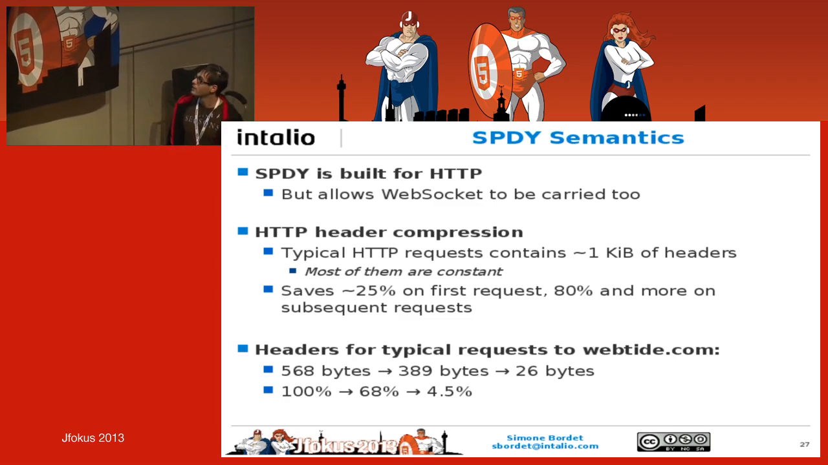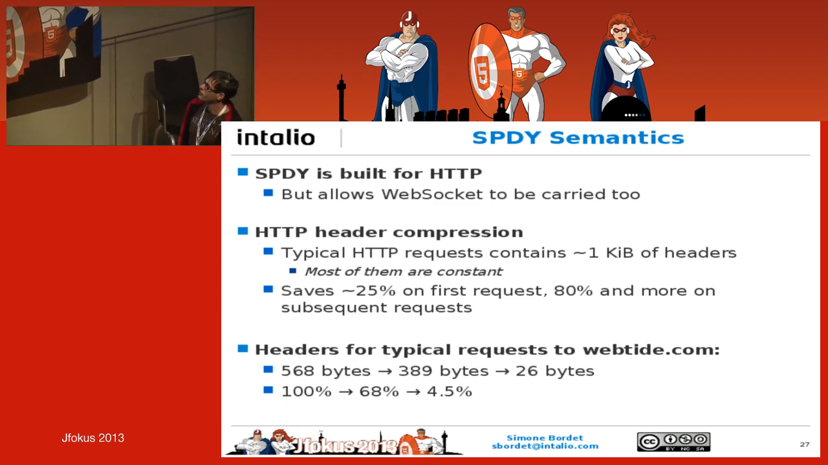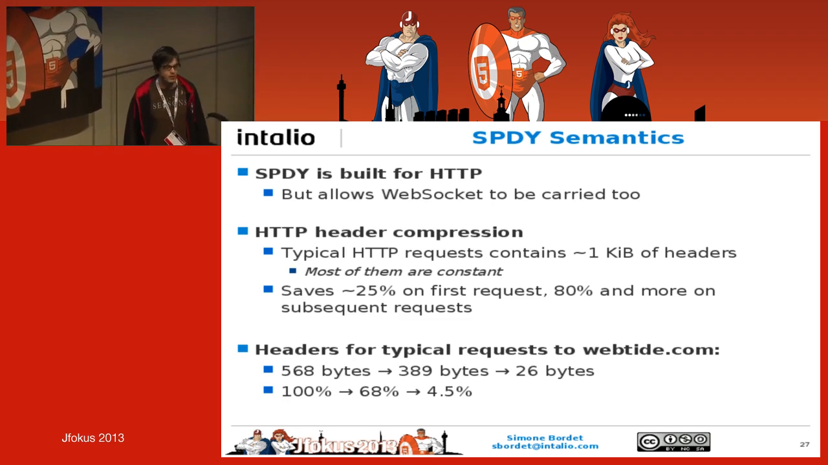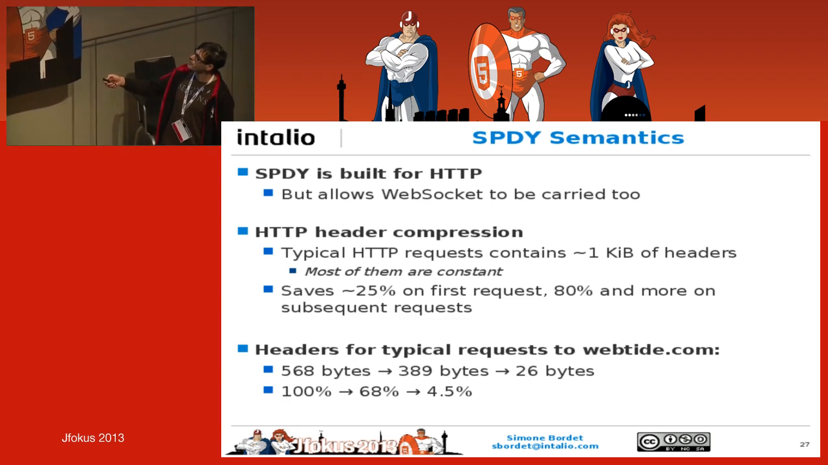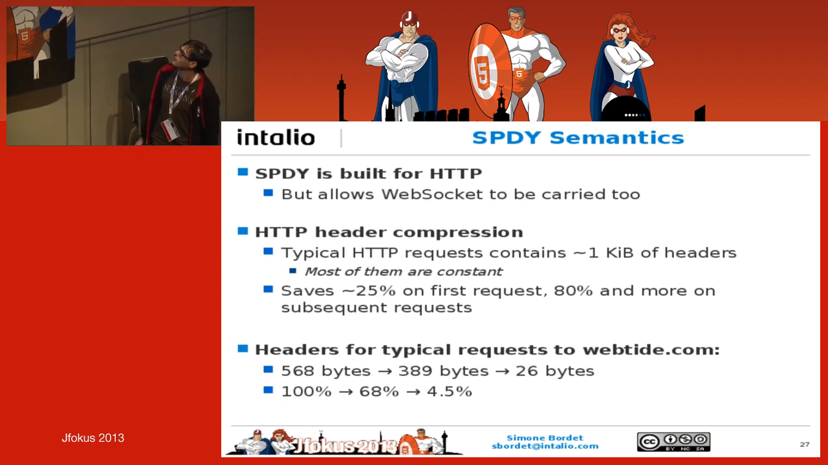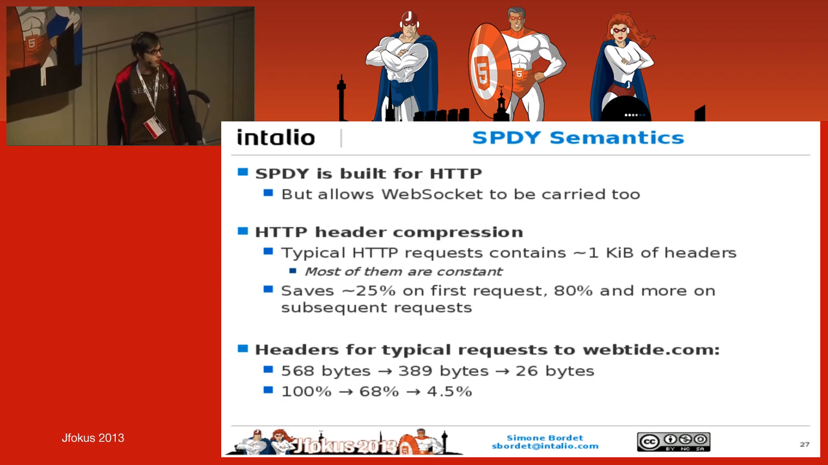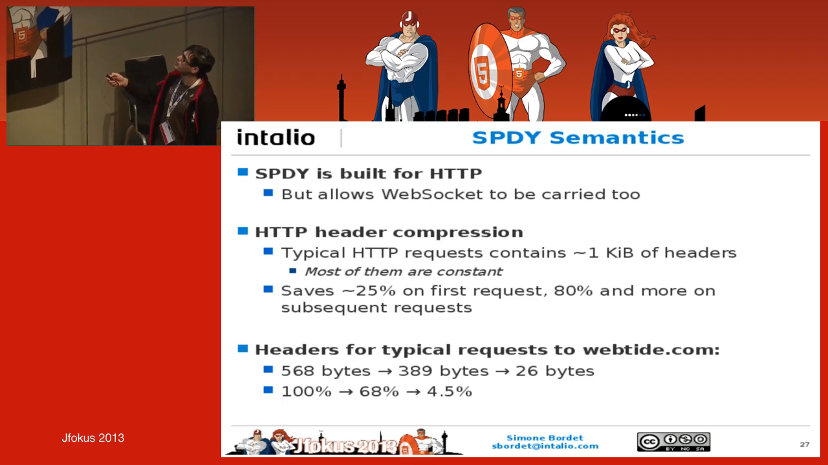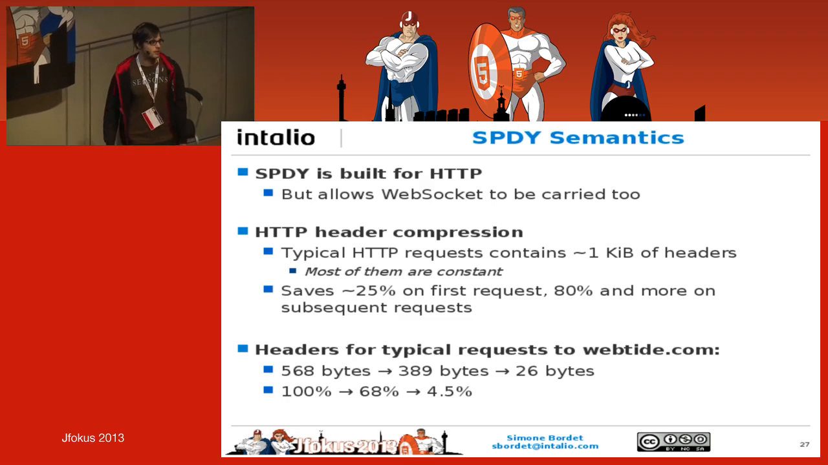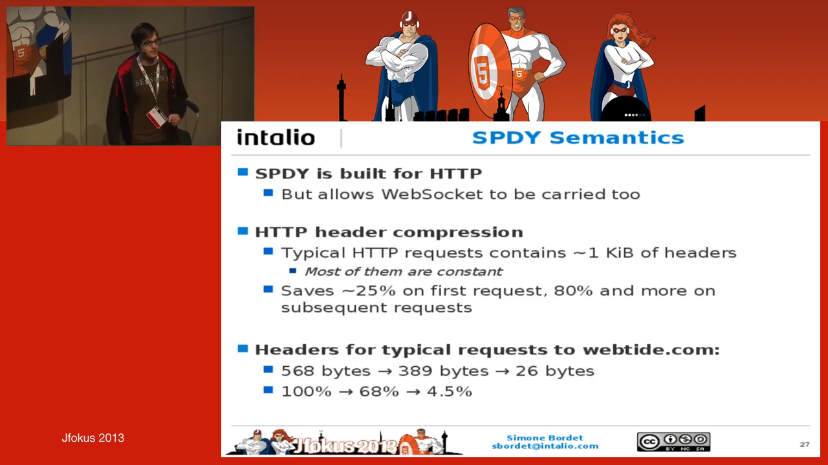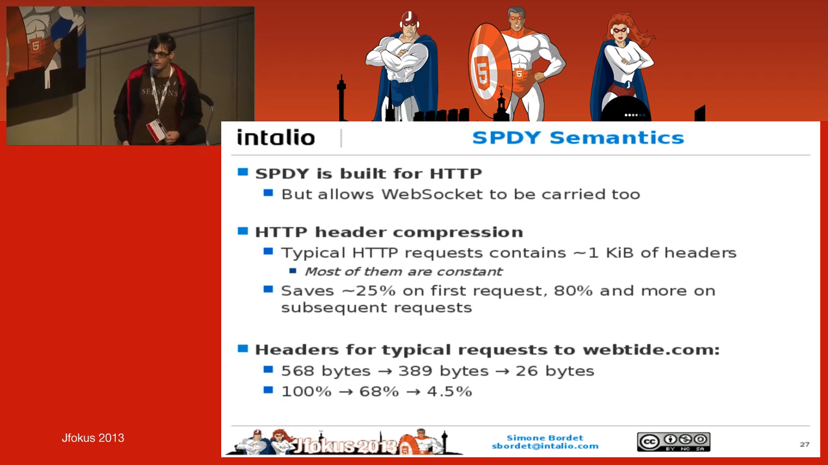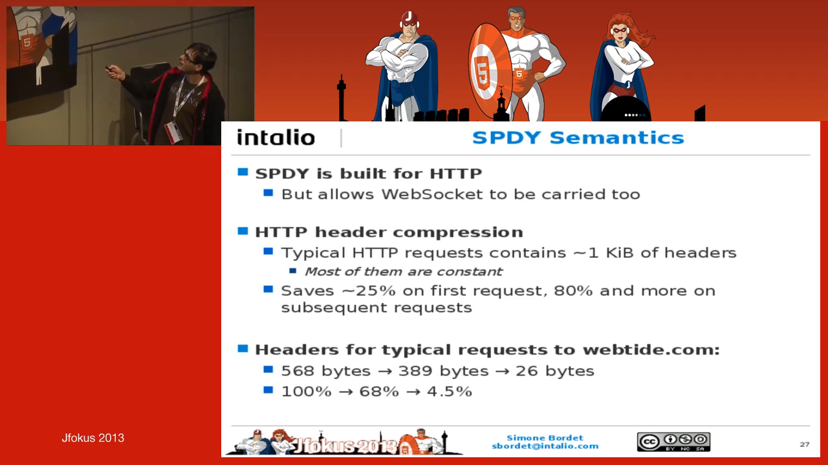With SPDY, you have first of all header compression, so you don't send the headers in plain text anymore, you compress them. That already saves you like 25% of the data you have to send over the wire, which is quite a big improvement already. But on subsequent requests, because with SPDY you have streams and a single TCP connection, you don't need to send the redundant headers again and again, because the server already knows for this connection what headers have to be there. You save 80% and more on every subsequent request.